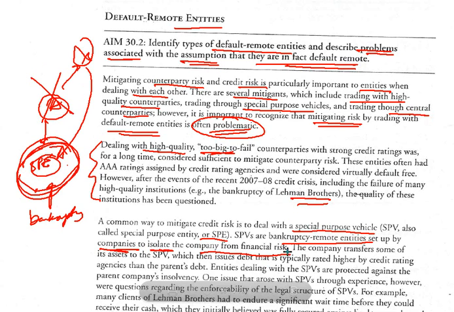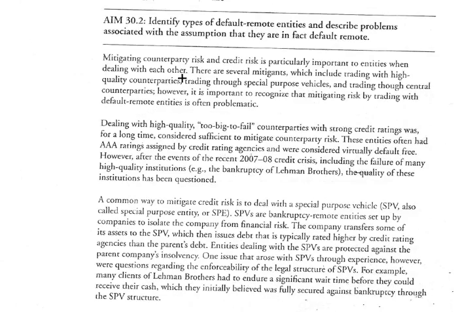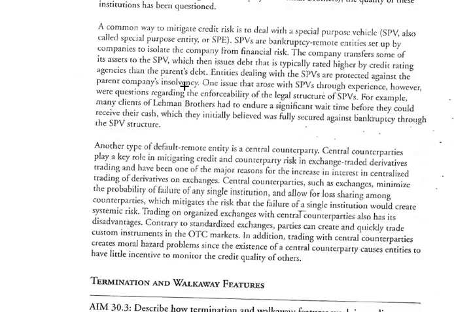Right? So what they are saying is the company transfers some of its assets to the SPE, which then issues debt which is highly rated. Why is it highly rated? Because it is rated higher than A, since it is bankruptcy remote, and there is protection when the parent defaults on its debt: nobody can lay claim on the SPE. So that is the benefit. That is why its rating is higher than the parent's debt. Entities dealing with the SPE are protected against the parent company's insolvency.